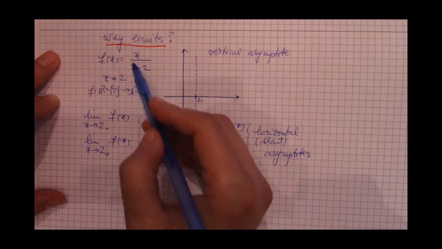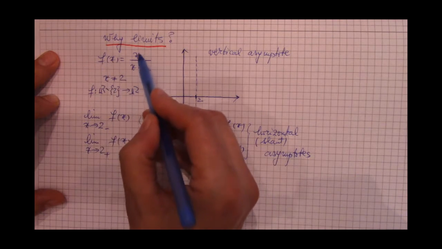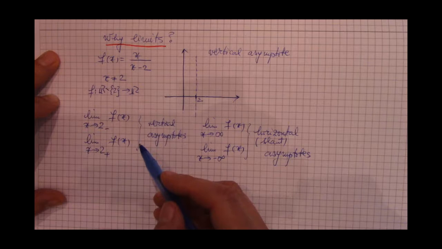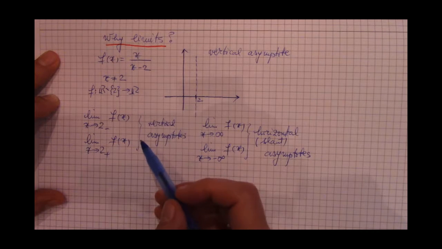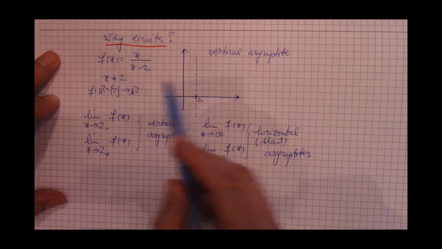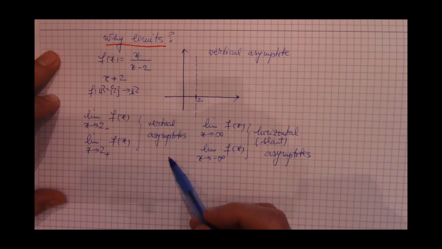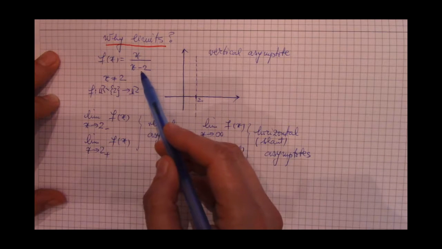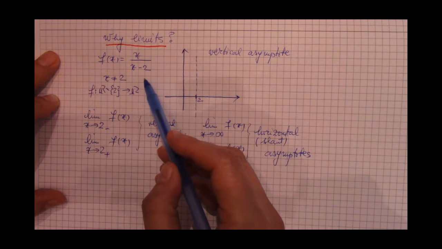So let's look at the function, let's call it f of x, that's x over x minus 2. Let's see how we would try to graph this function. Whenever you have to deal with a function, the first thing we should look at in order to understand it is the domain of definition of this function.